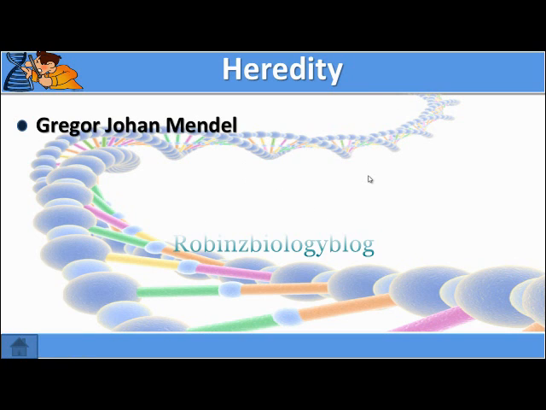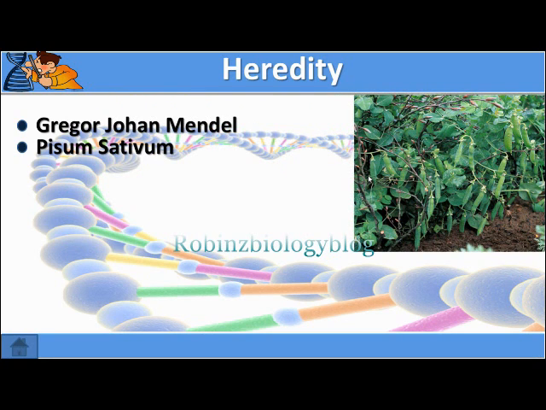Okay, so today we would be talking about Gregor John Mendel and his great work. He's a scientist who is known as the father of genetics, and he's the one who unearthed the secrets of heredity. So he gets all the credit for that. He conducted his experiments on garden pea, whose scientific name is Pisum sativum. This is how garden pea looks like.